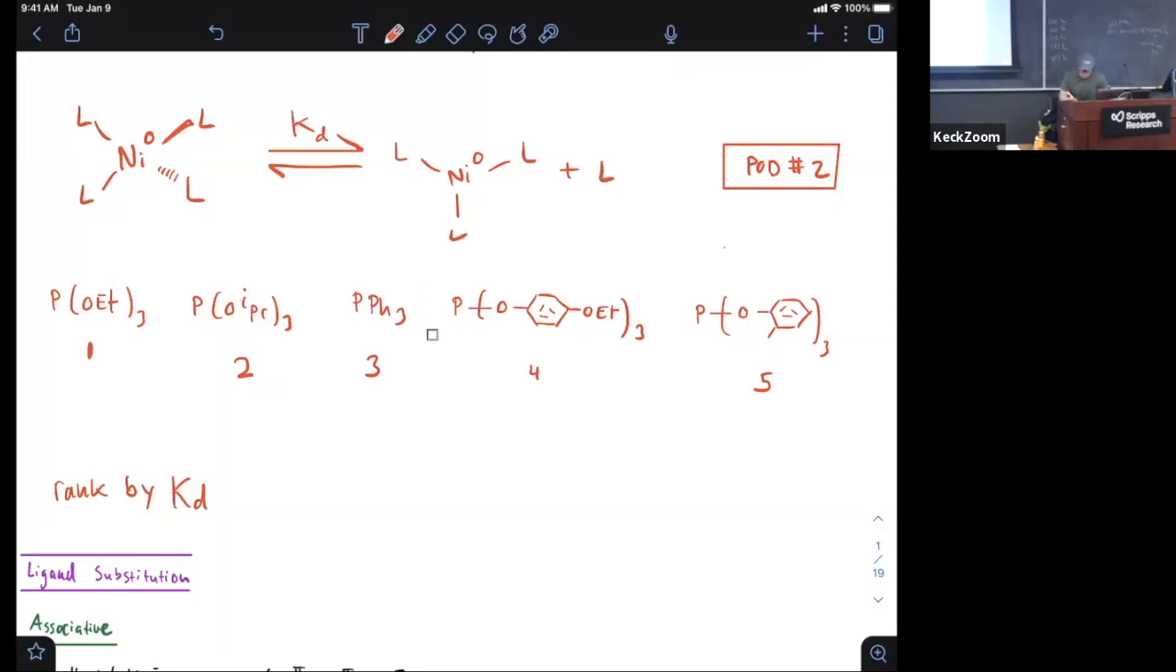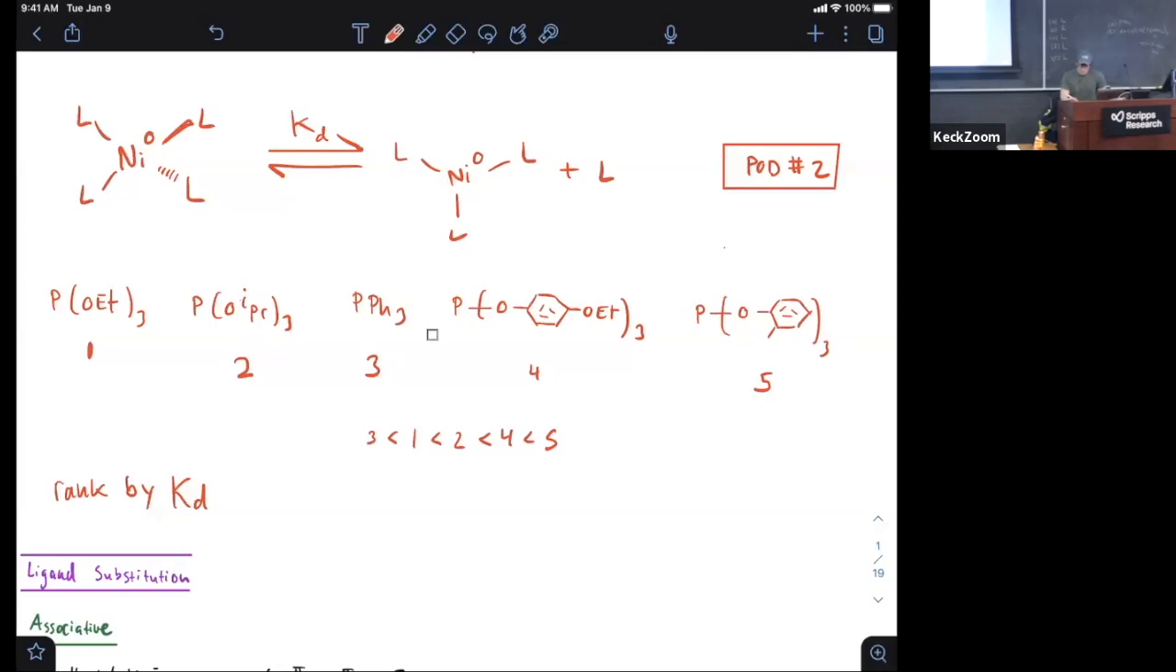Lowest KD would be number 3 is the lowest. Okay, then what? Then number 1, number 2, 1, okay. 2, you said, and then what? Number 4 and number 5. 4, 5. Okay, and explain your reasoning.